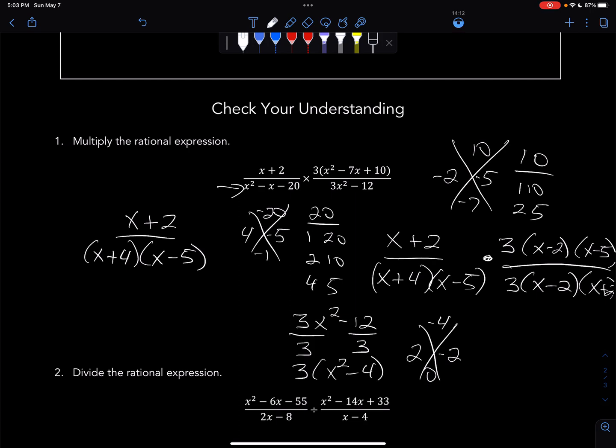All kinds of canceling opportunities here. The x plus 2 up here can cancel with this x plus 2 way down here. These two x minus 2's can cancel. Both of these 3's can cancel. And the x minus 5 can cancel. So remember, when everything cancels from the numerator, there's only a 1 left. The only thing left in the denominator is this x plus 4 right here. So final answer, 1 over x plus 4.